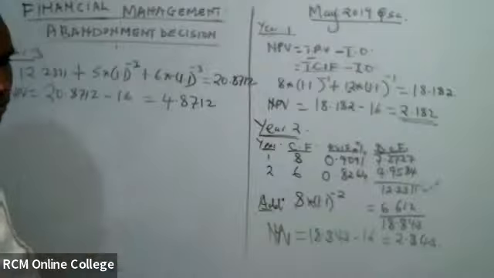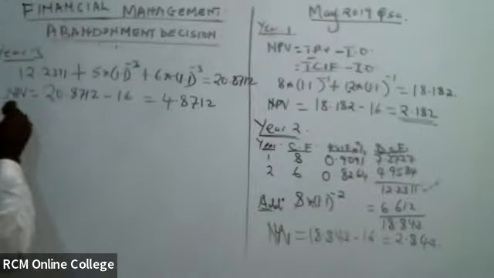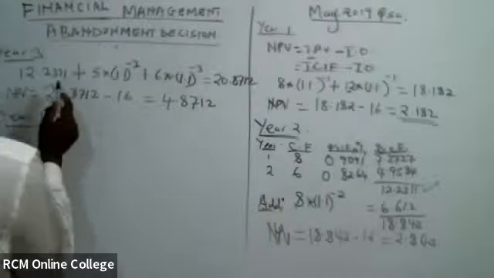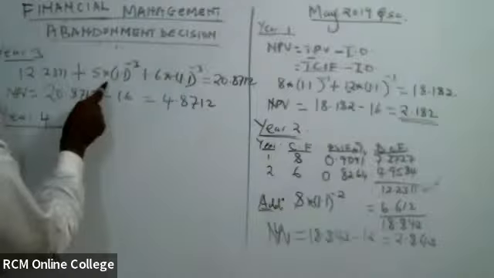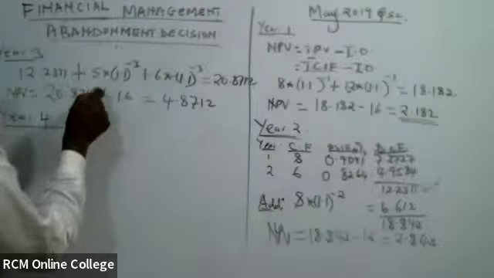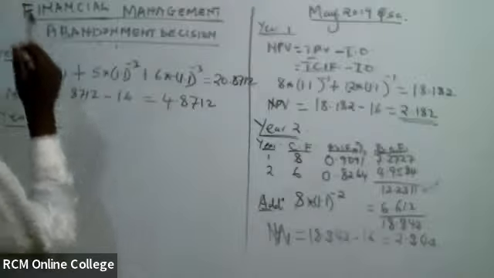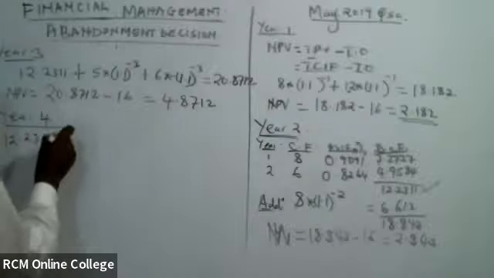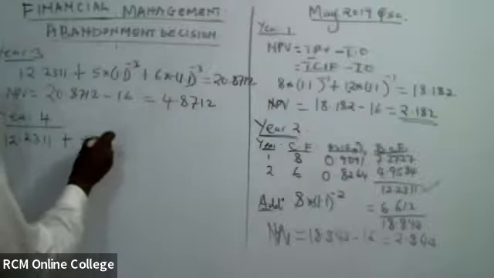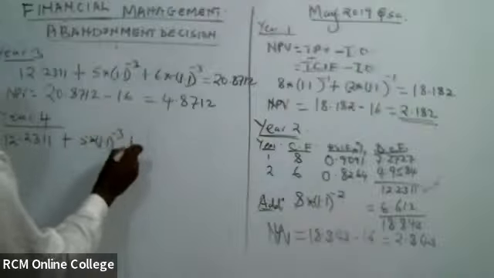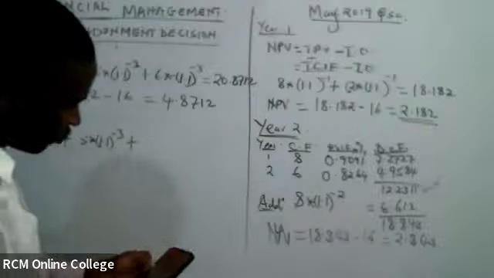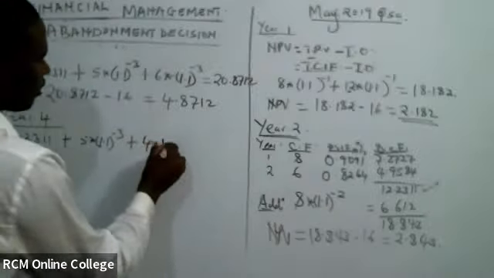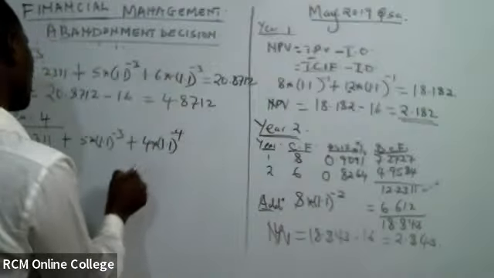In fact, once you go, everyone is confirming that it is okay. Then you go to year 4, class. For year 4, I don't have to repeat these and also these. I have just to come and add year 4 present value. So it is 12.2311 plus 5 times 1.1 raised to -3 plus what year 4 is giving. What is the cash flow? The cash flow for year 4 is 4. So 4 times 1.1 raised to -4.